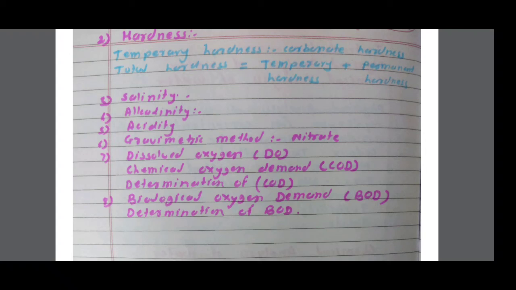Then total acidity at room temperature: the water sample is titrated against 0.02 normal NaOH solution using phenolphthalein as an indicator. Therefore total acidity as calcium carbonate is equal to ml of 0.02 normal NaOH into 1000 divided by ml of water sample taken for titration. Then after acidity, next is sulfate.